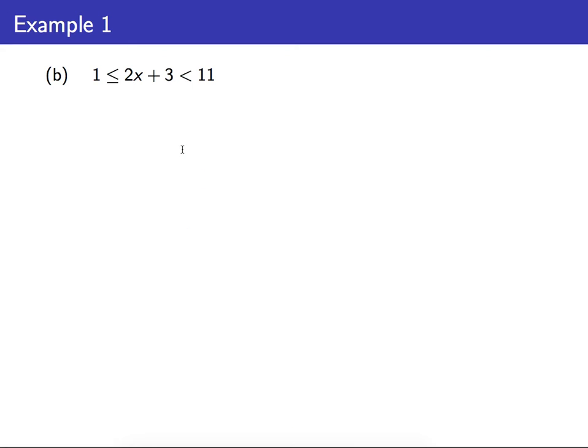Part B, 1 less than or equal to 2x plus 3 less than 11. So we can separate this as 1 less than or equal to 2x plus 3, and also at the same time 2x plus 3 is less than 11. Subtracting 3 from both sides, we get -2 is less than or equal to 2x for our first inequality, and subtracting 3 from both sides, we get 2x is less than 8 for our second.